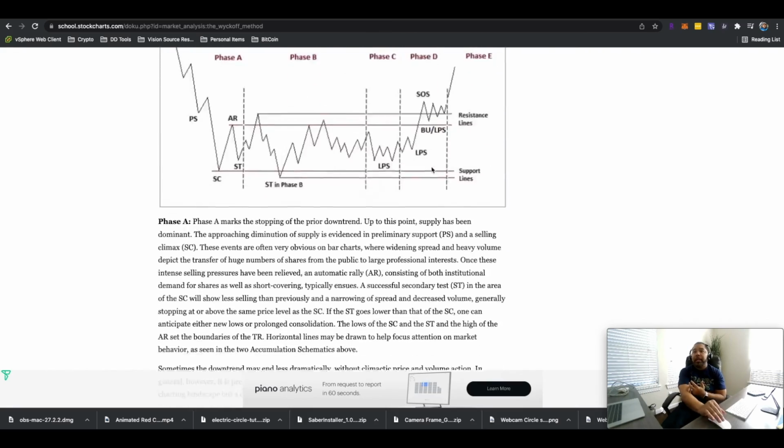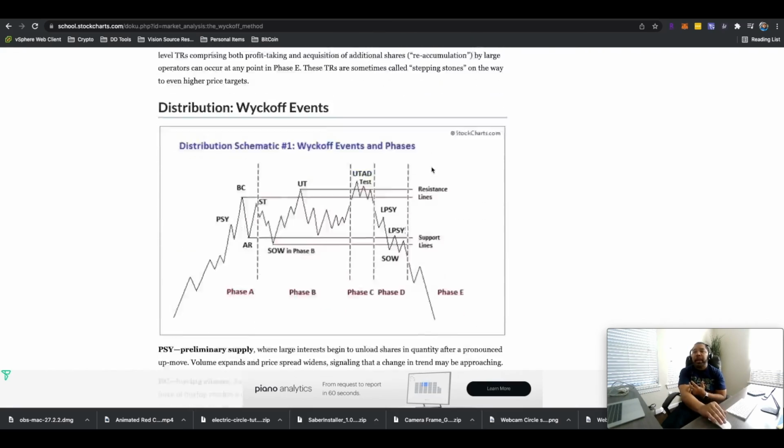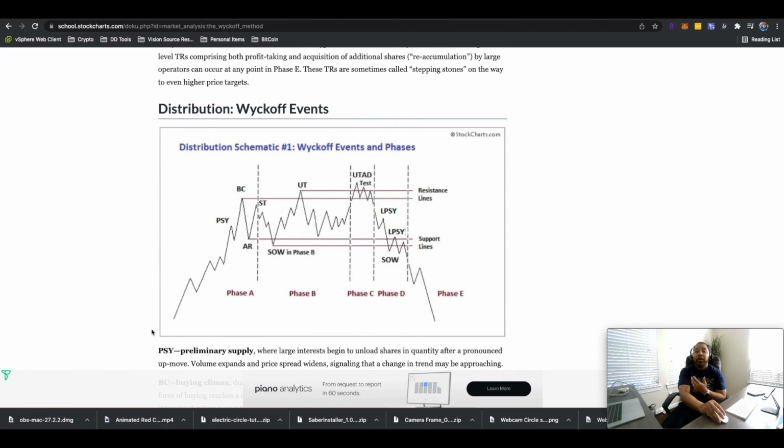If we look at a distribution schematic, as you can see here, this is when price is coming up to this area. It starts consolidating at the top. From here you have a BC, which is a buying climax, and then an automatic rally. So this is pretty much the opposite of accumulation. But here, this UTAD up here is considered the spring within a distribution schematic. This is where the composite man will take out your stop loss and all of that kind of thing before it goes and drops off in the intended direction.